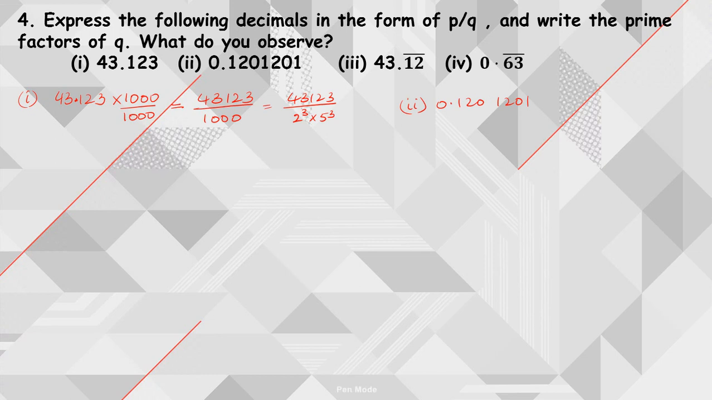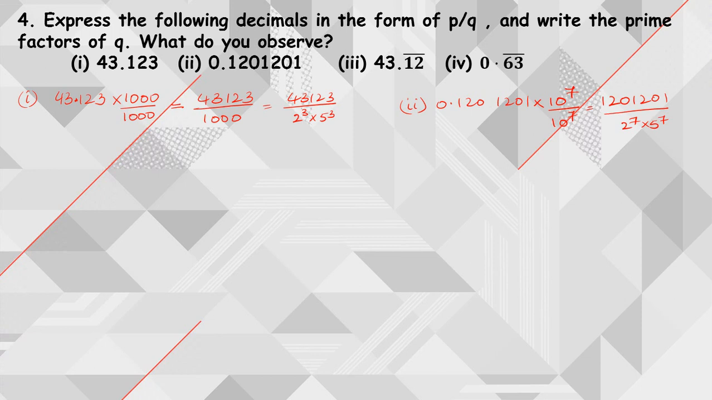So 1201, right? After the decimal point, how many decimal places are there? 1 2 3 4 5 6 7. So that's why I am going to multiply with 10 power 7 and divide with 10 power 7. Then I can write it as 1201 divided by 2 power 7 into 5 power 7, right?